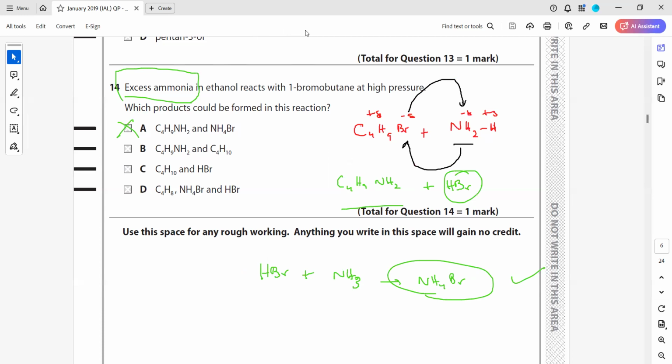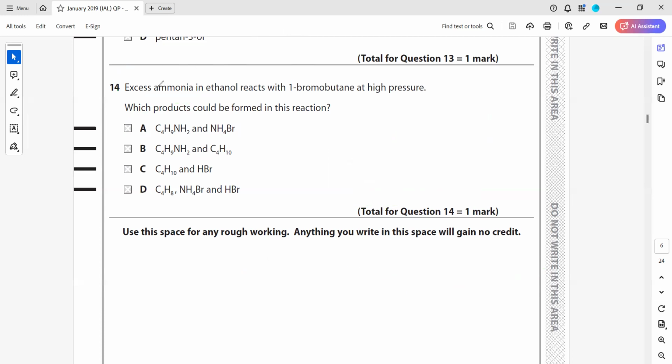But what if the same question was there and they say limiting or limited ammonia? If you have limited ammonia, the first reaction happens the same way: C4H9Br reacts with ammonia NH3, in which NH2 is partial negative and H is partial positive. So it will form C4H9NH2 plus HBr. This time ammonia is limiting, so this HBr is not able to react with ammonia. Then what will happen?